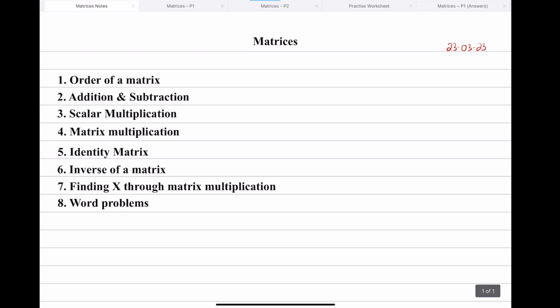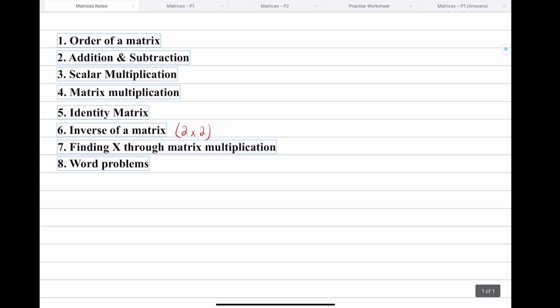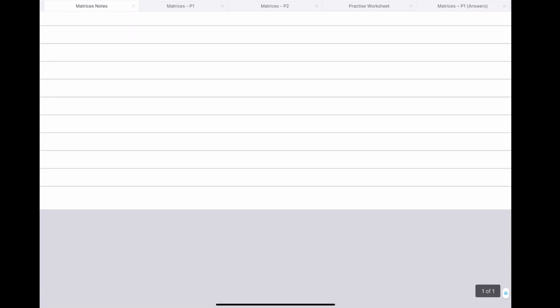Then there is something called identity matrix. We'll learn about this as well. Then we'll learn how to find out the inverse of a 2 by 2 matrix. I should mention that it's only the inverse of a 2 by 2 matrix that's in our syllabus. And then there is something called finding x through matrix multiplication. Again, very easy concept, just two scenarios that we have to remember. And then there are word problems, which can cover any of the concepts mentioned above. Okay, so we'll start with order of a matrix.